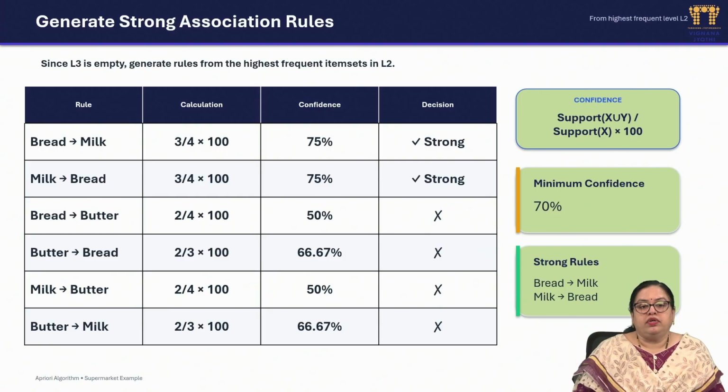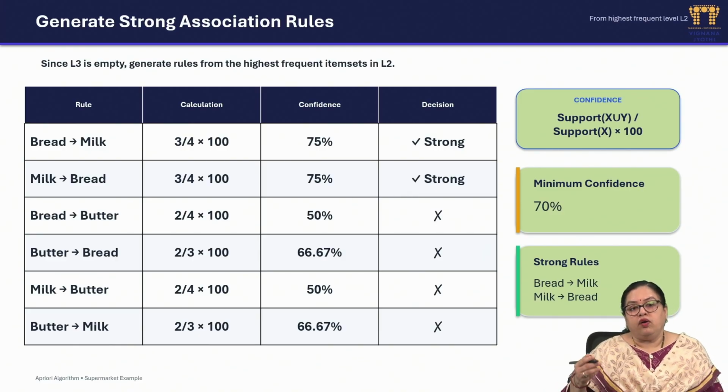So this one is 2 by 4 into 100, which is 50%, which is not strong because our minimum confidence is given as 70%. You look at the right side, which is 70%, and the top two are 75 and 75. So they have achieved it, which is strong. And below that, all the 50%, 66.67% are less than 70%. So what we are getting is that the strong rules are bread to milk and milk to bread, because these can achieve that 70% minimum confidence.